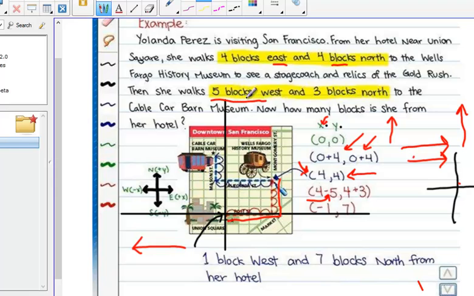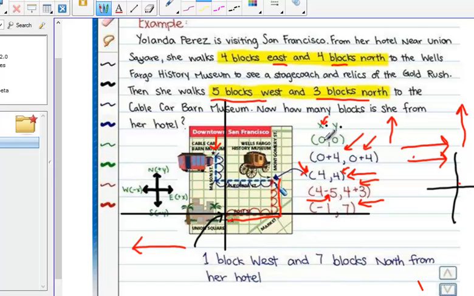So they move 5 blocks west and 3 blocks north. Again, a positive number for the y. So we're adding 3 to the y value, which is here. And that gives us the ending point, which is up here, which is at the point -1, 7.